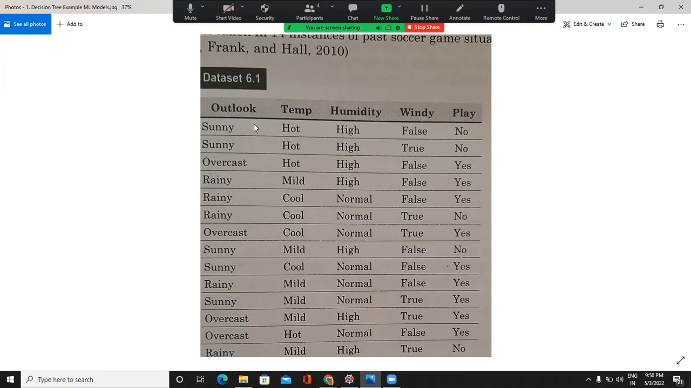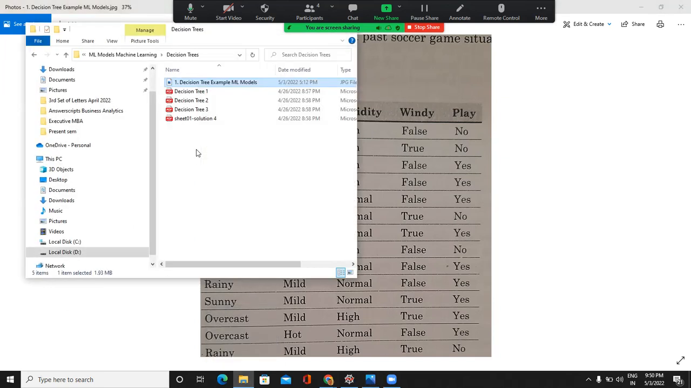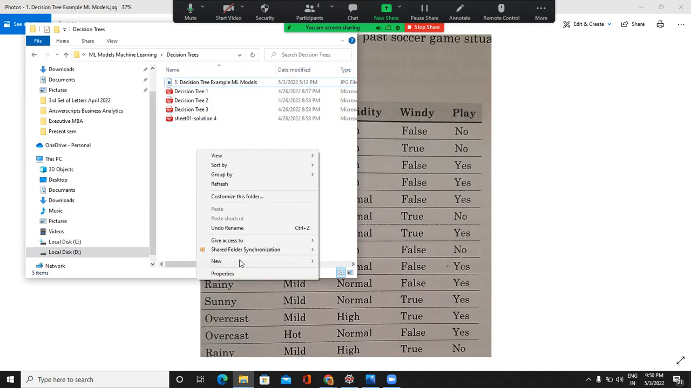If it is a sunny day, temperature is hot, humidity is high, and it is not windy, then the person decides not to play tennis. So play is no. Similarly, various different combinations are given. But not all combinations will be available. In real life, not all combinations will be available from past data.